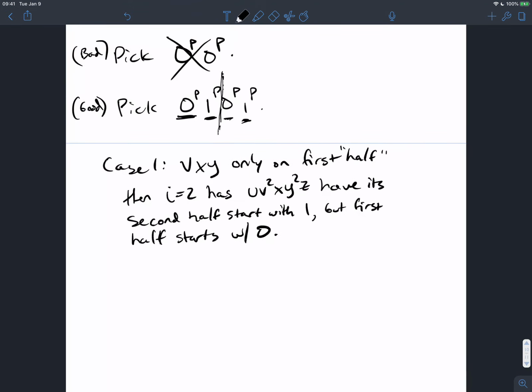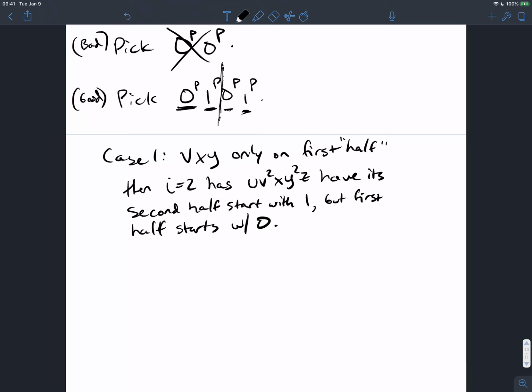What if vxy is only on the second half and we pumped up? I'm not sure what the argument is. You're right, but then, yeah, you're absolutely right. But the issue is that you're going to have a 0, 1, 0 over here, but you only have 0, 1 on the left side. Well, the reason we picked i equals 2 is we guarantee we can't pump up too far and push too much onto the right side. We can only push at most p characters onto the right side. And so therefore we can't put any zeros on the left side over onto the right side. Good question though. Any other questions?